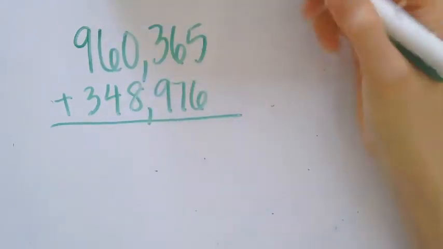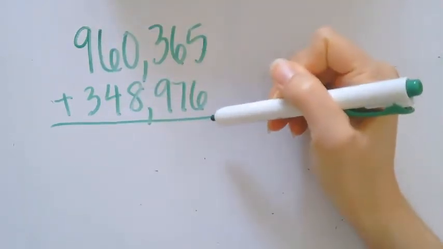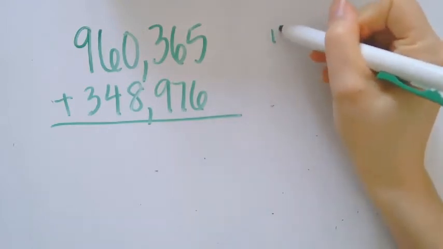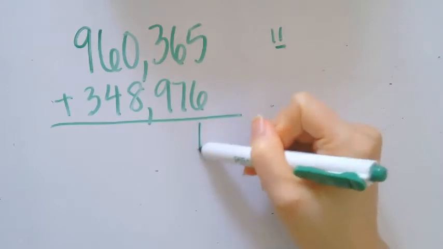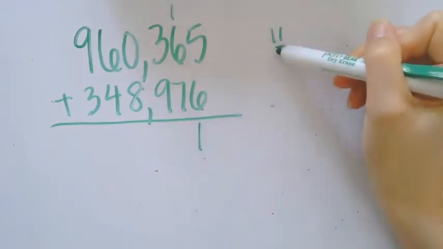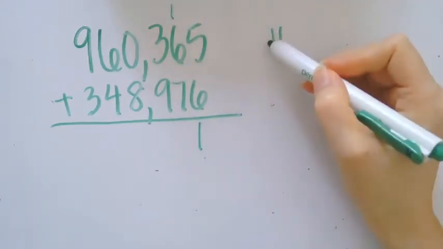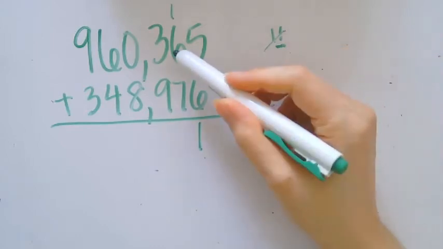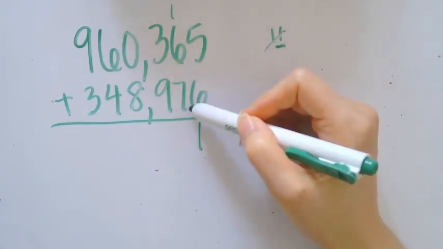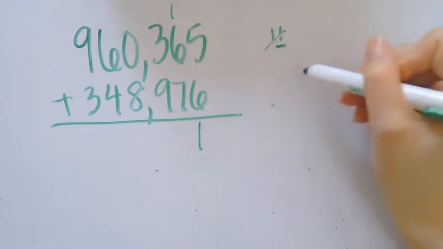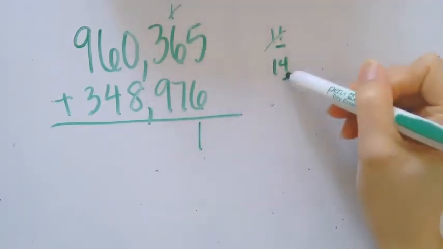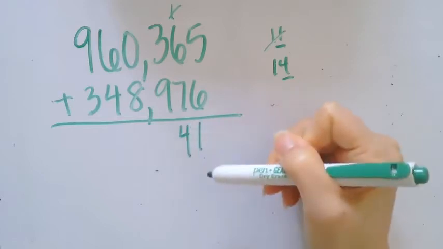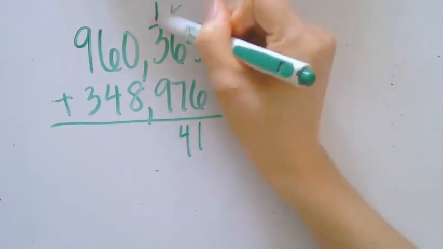All right. 5 plus 6 is, I'm writing it still, 11. One on the right, one in the ones place, one in our tens place goes over. I'm done with that. All right. 6 plus 7 is 13 plus 1 is 14. 4 on the bottom, 1 on top.